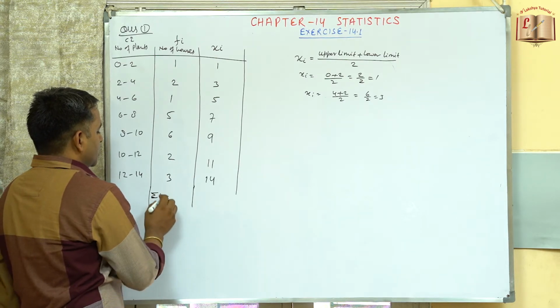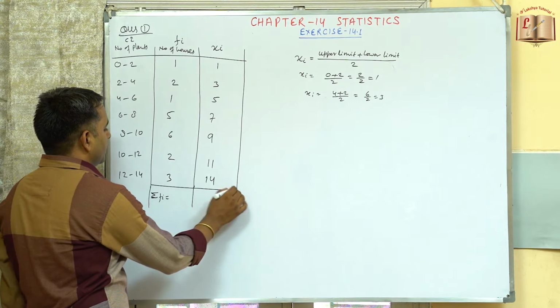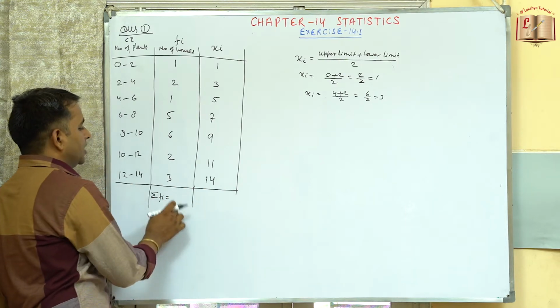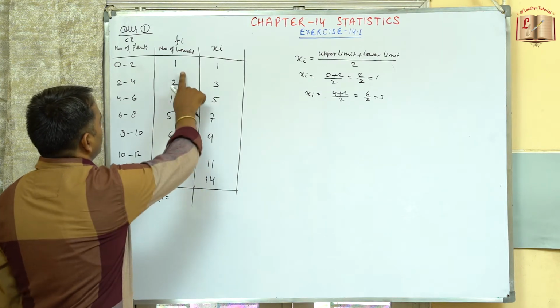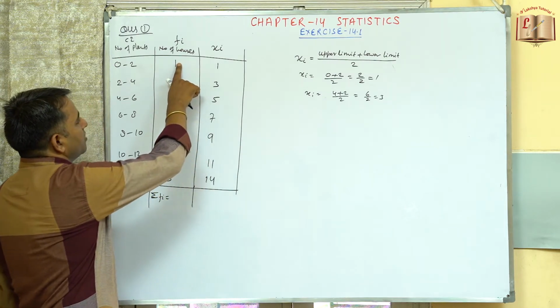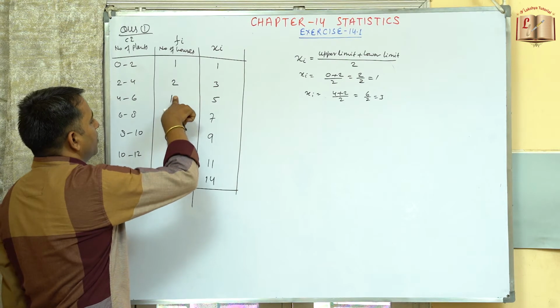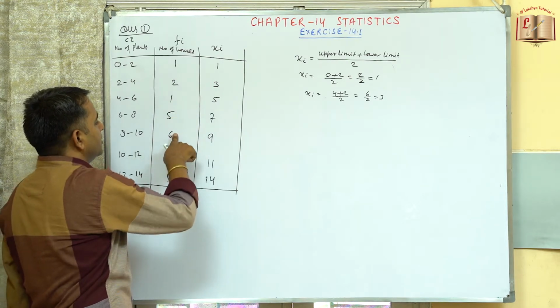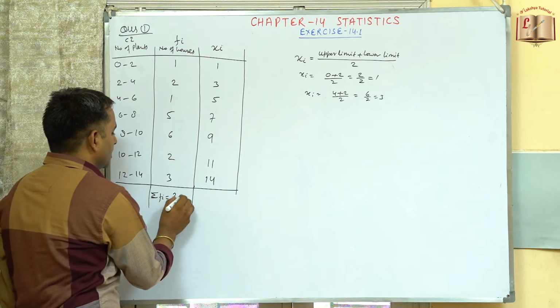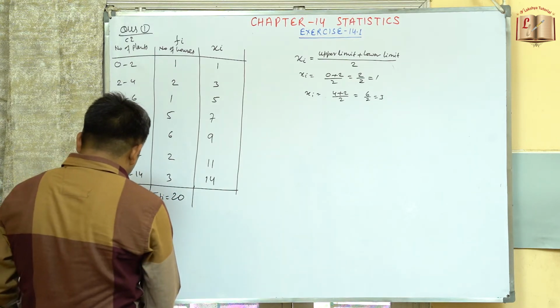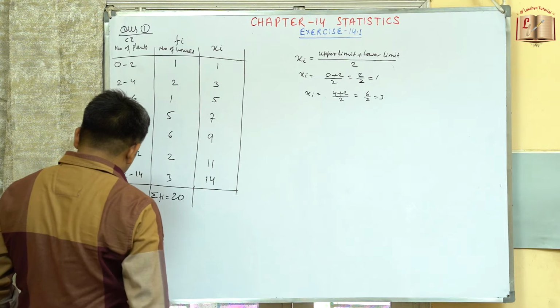So from here we will calculate sigma fi. So sigma stands for sum, means sum of all the frequencies. So sum of all these frequencies, we will calculate this, we will add up all this. So this will be 2 plus 1, 3, 4, then 9, 15, then 17, then 20. And in the question also it is given that there are the 20 houses for this.